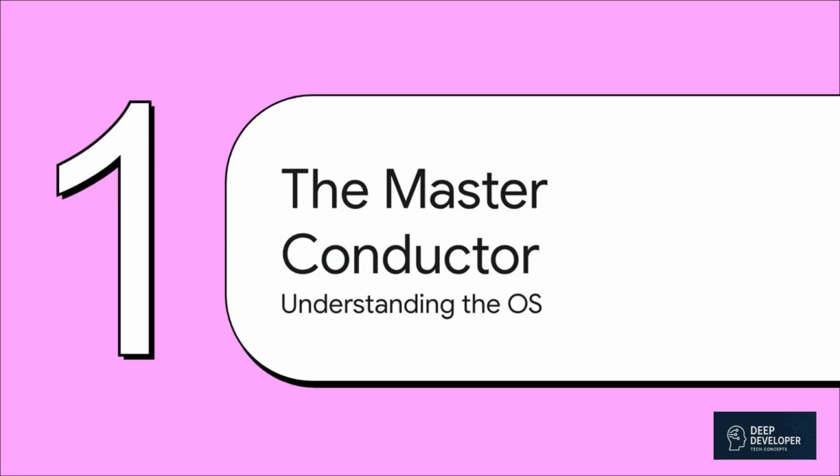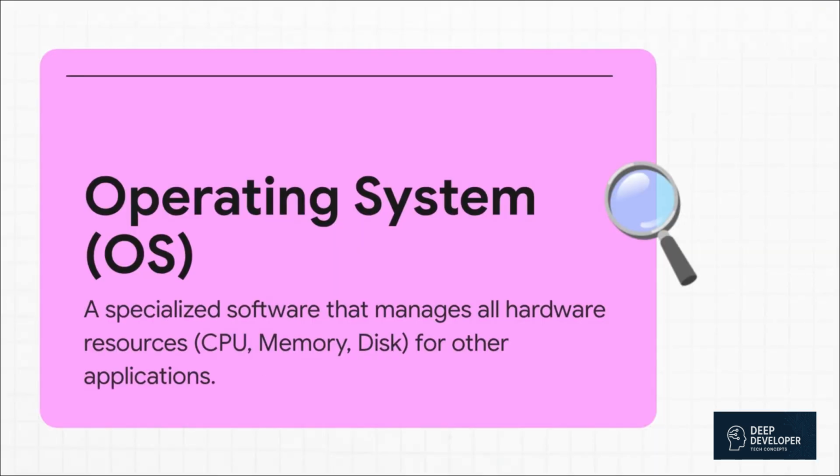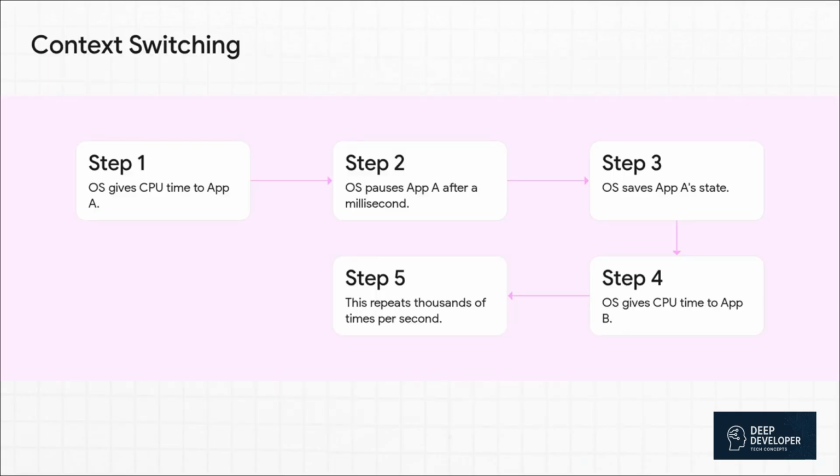All right, first things first. We can't talk about processes or threads without understanding the foundation they're built on, the operating system, or OS for short. So what is an operating system, really? You can think of it as the master conductor of your computer's orchestra. It's this super specialized piece of software that manages all the hardware, the CPU, the memory, the disk drive, and decides which one of your apps gets to use what and for how long. It's the boss.